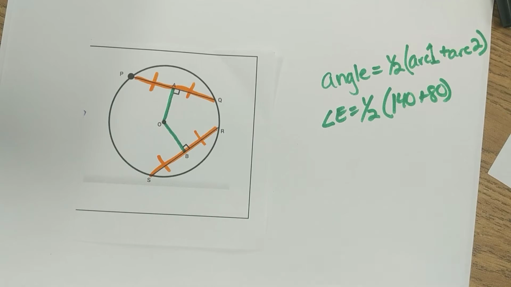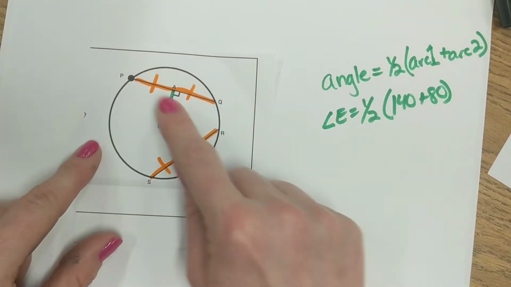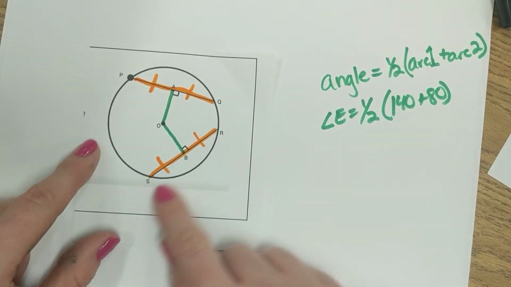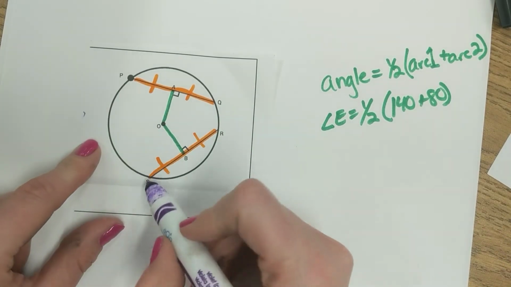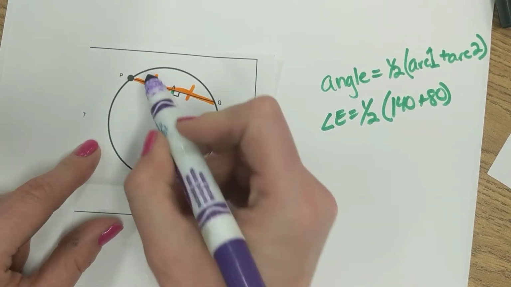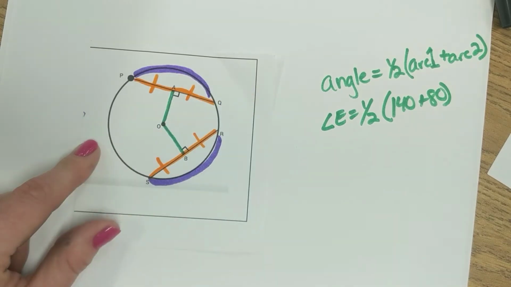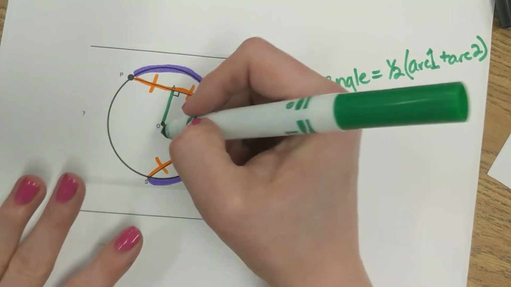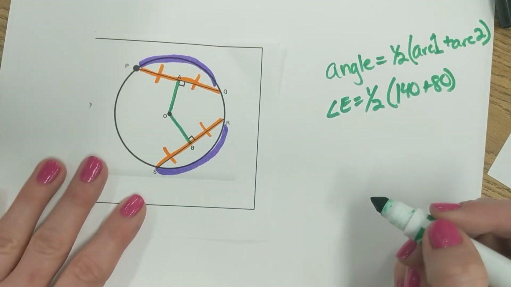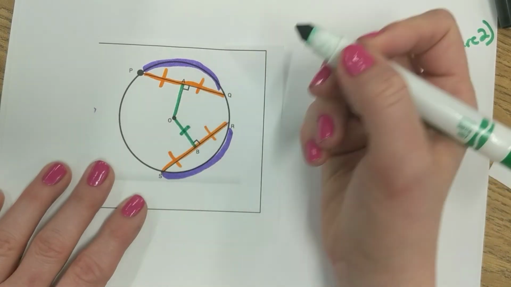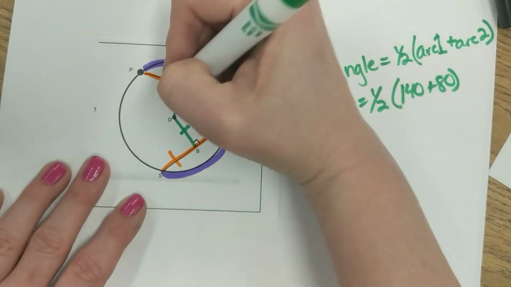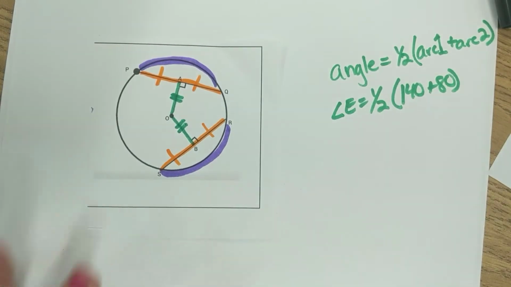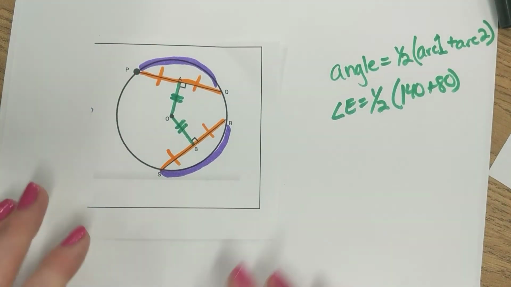Also, if you have chords that are the same length, let's say these orange chords are the same length, that tells me that these arcs are also the same length. So the purple arc equals the purple arc. And because the orange chords are the same length, that tells me that they must be the exact same distance away from the center. So that means this green line equals this green line. Let's do it this way so we don't get confused.